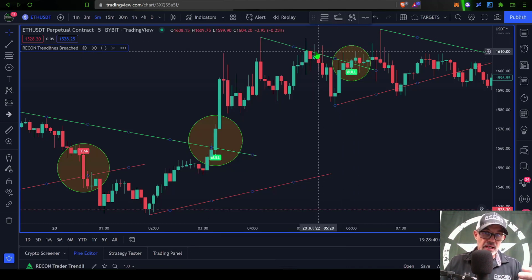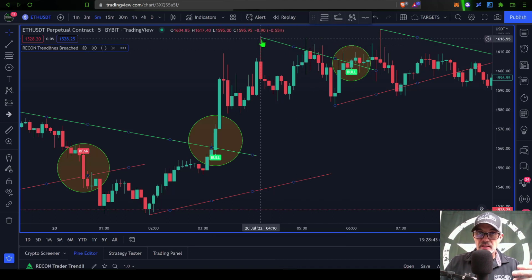And I guess I should point out for you newbies out there, the trend lines are the green lines and the red lines on the chart.